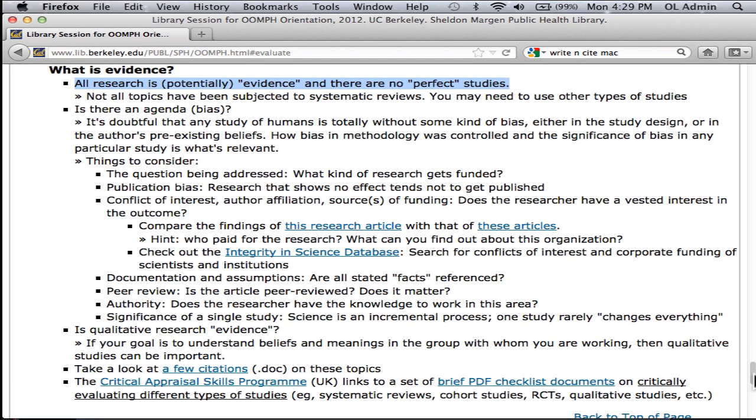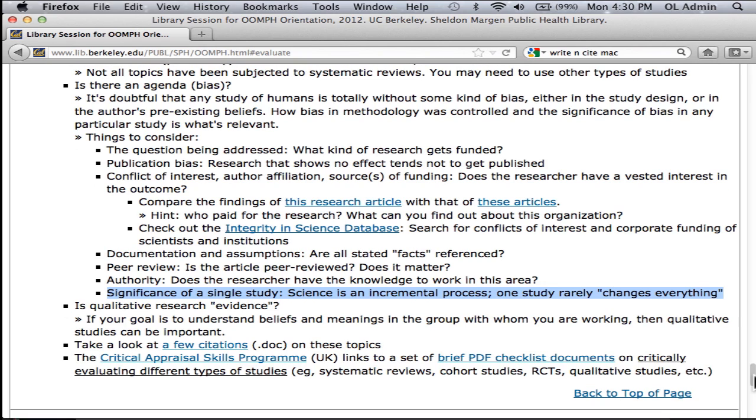And finally, I'd like you to think about the appropriateness of a single study. So it's easy to find a single study that will prove almost anything, but science is incremental. And what would be more important is to see a series of articles that report a trend leading towards a similar conclusion. That would be more significant than a single article that says this worked.